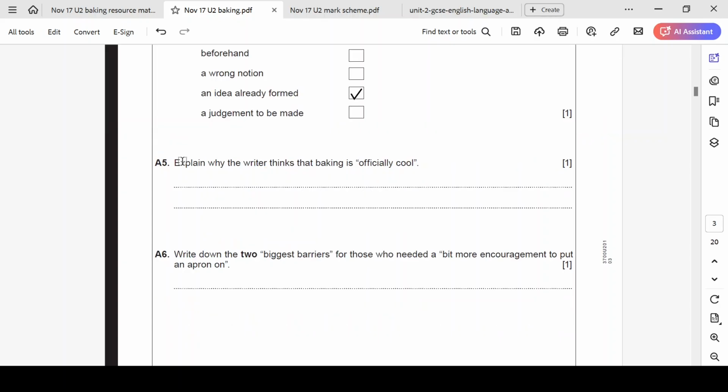Question A5. There's always going to be an explained question on the paper. And although it's only worth 1 mark, there's a little bit more space here, so they're expecting more than just a couple of words. I always think that with an explained question, your answer should contain the word because, or possibly the word so, but certainly one of those two words. So, explain why the writer thinks that baking is officially cool.